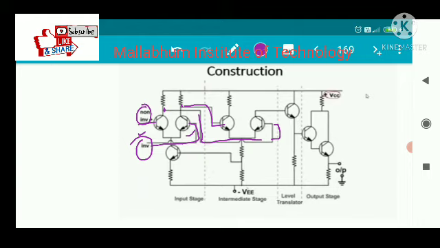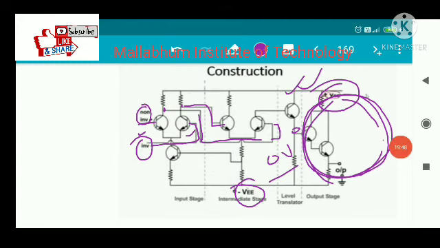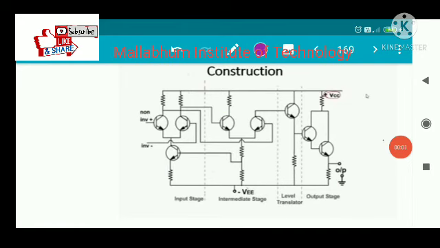There is no coupling capacitor employed between these two. You cannot see any kind of capacitor here, so that's why this is called direct coupling. And between these two there is also a level translator. This is the level translator used to bring back the DC level to 0 volt, and this is a push-pull amplifier configuration circuit. Also this is minus VEE and this is plus VCC. These two are used for the biasing. So this is the actual construction of the op amp.